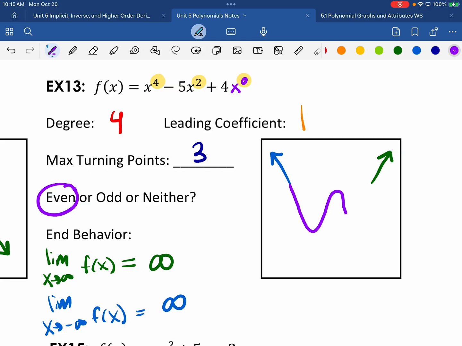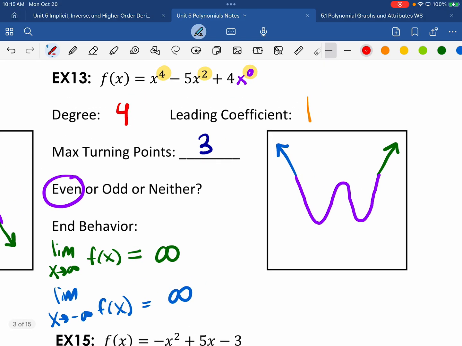So turning 1, 2, 3. So just make sure your turning points are kind of symmetrical as best you can. Otherwise, it wouldn't matter. So it looks like a W. A symmetrical W. And that's because it's even. So when it's odd, it's a lightning bolt. When it's even, it's a W. Not always.